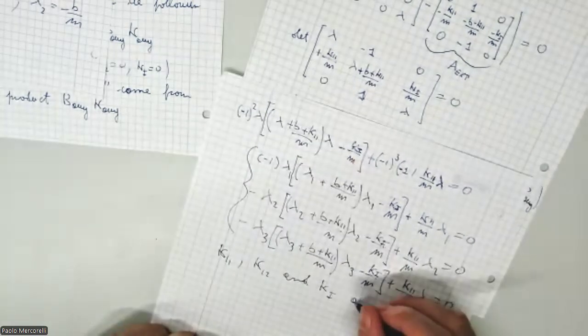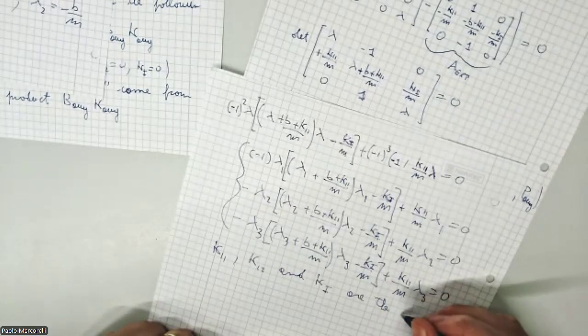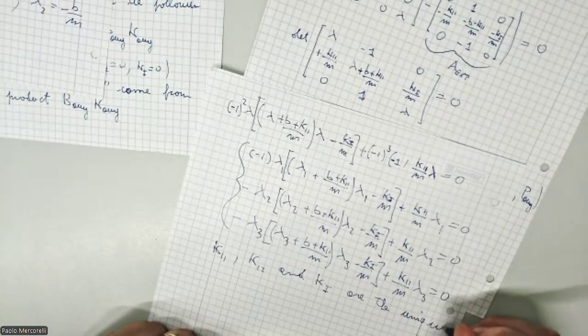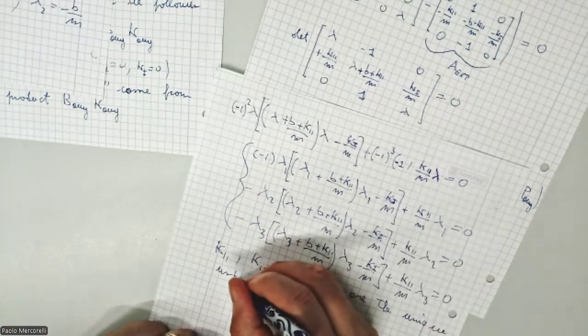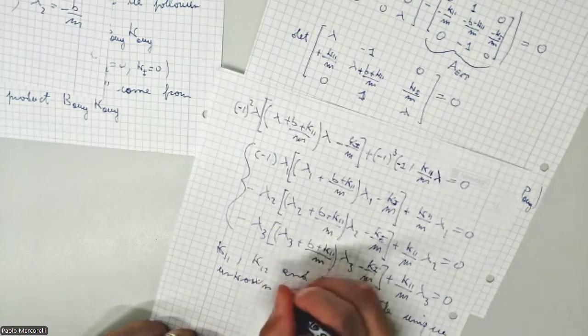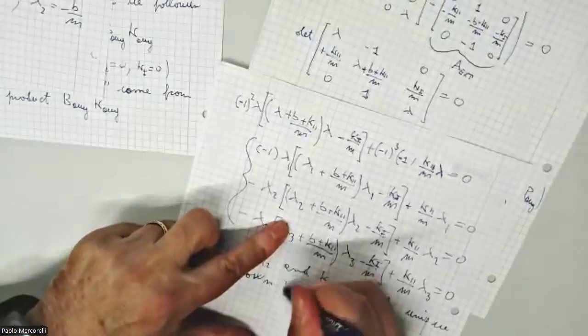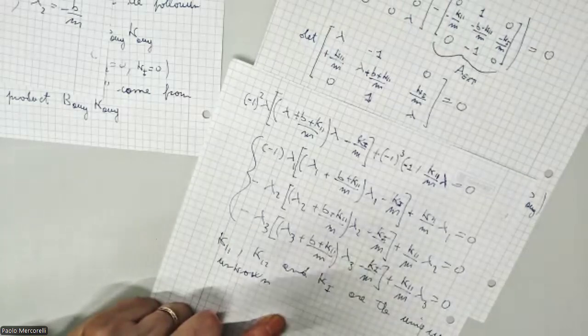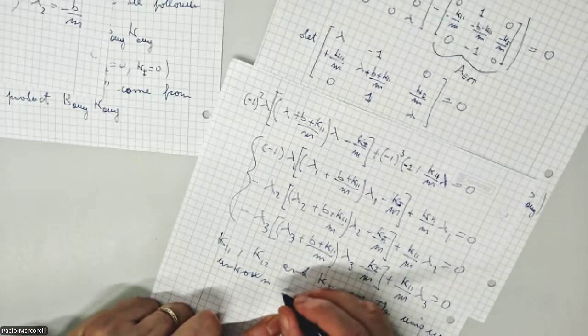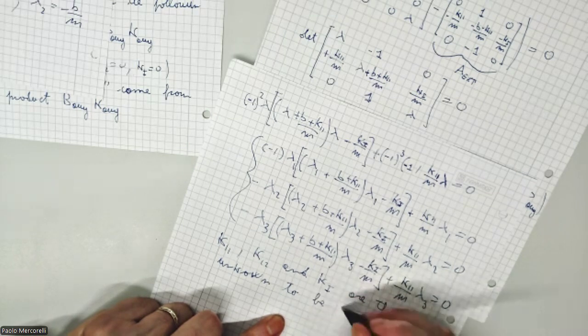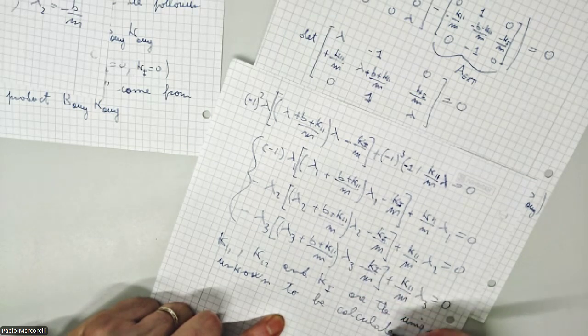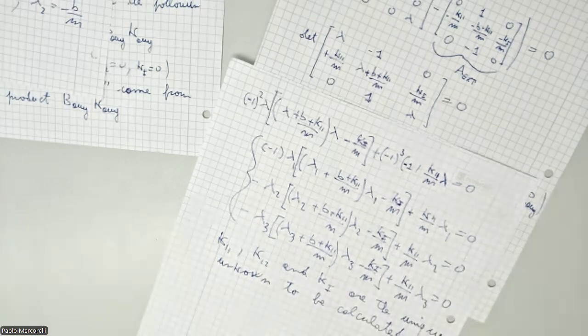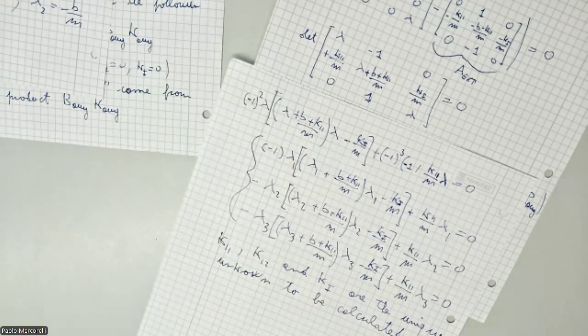Okay. The unique unknown to be calculated, of course. Of course, we don't do it in the exam. No? We stopped here because this is three algebraic equations and three unknowns. If the system is controllable, we always have a solution.